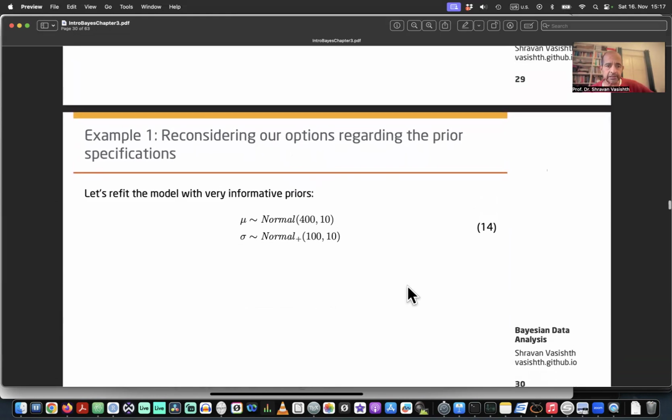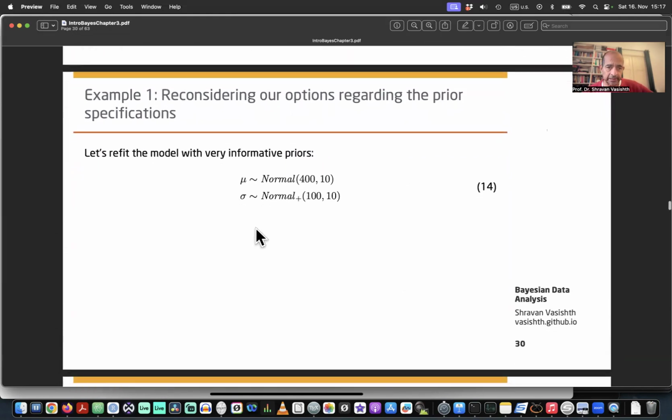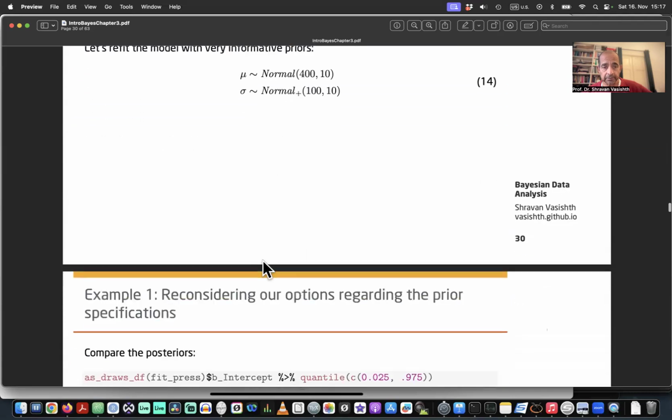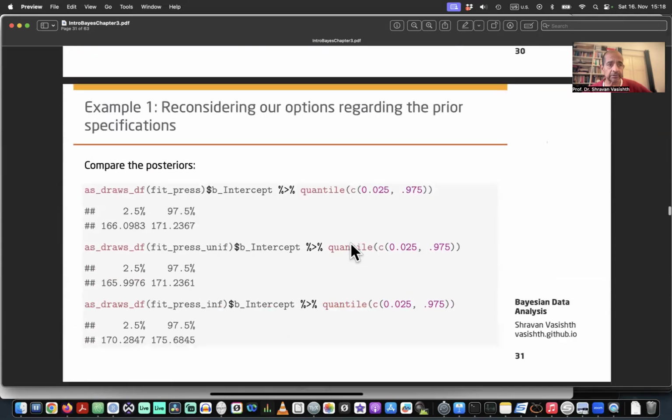We can go to the other extreme now. This is our sensitivity analysis in action. We can try to fit the model with an informative prior, with a mean 400 and standard deviation 10. That's a very tight prior on mu. And similarly, a very tight truncated prior on sigma. Notice that for sigma, I will always have to define a truncated prior, truncated at 0, because sigma can never be less than 0. It has to be a positive value.